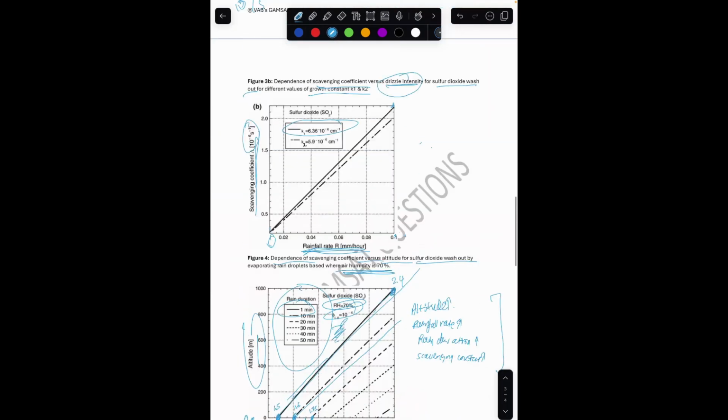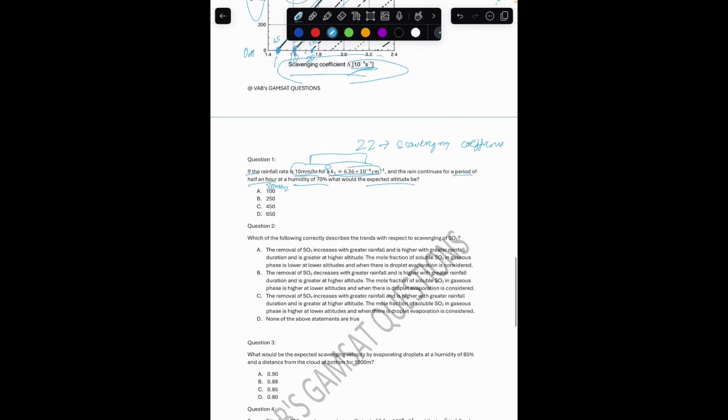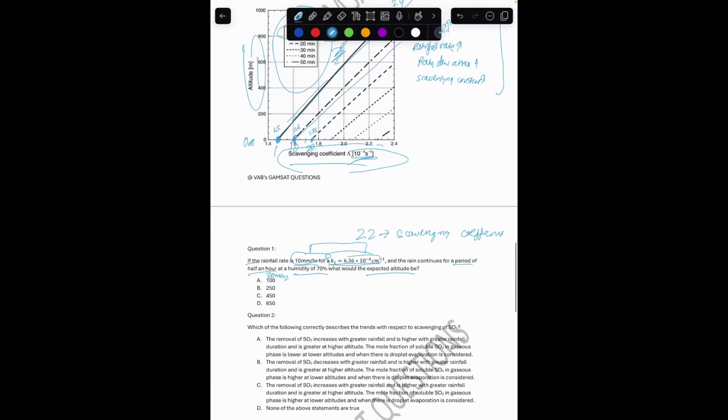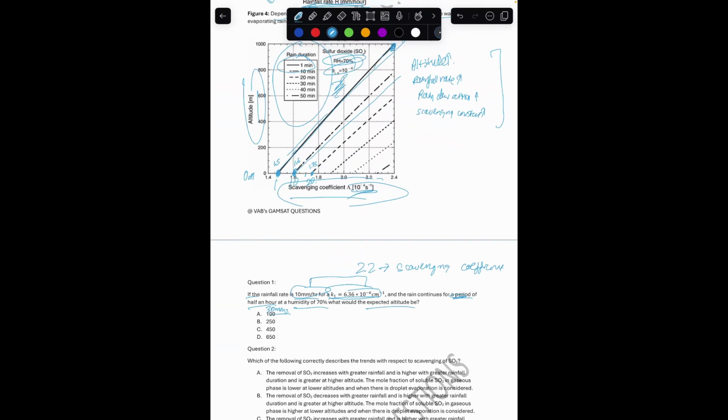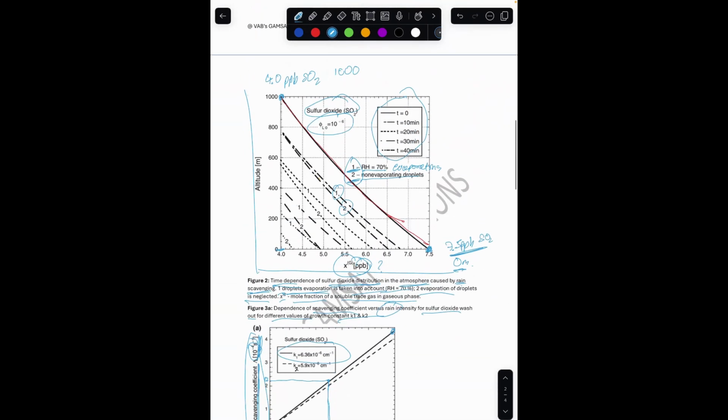Now, if your scavenging coefficient is 2.2, we've deduced from these two pieces of information that your scavenging coefficient is this. Okay, and the rain continues for a period of 30 minutes. So which graph talks about the period of rain? It's not 3B, not 3A. 2 talks about 30 minutes.